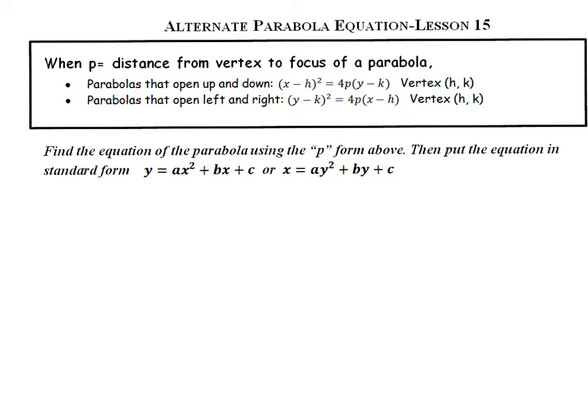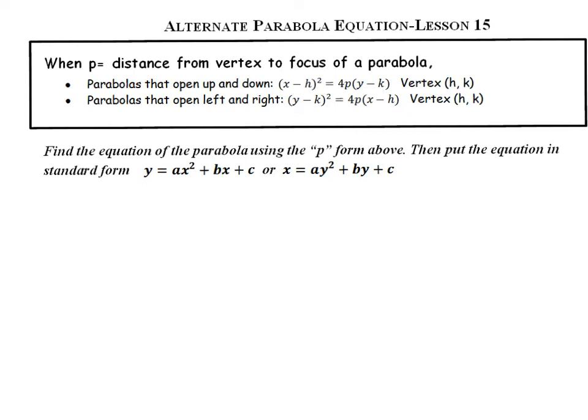When we have a parabola that opens up or down, we're going to use the equation (x minus h) squared equals 4p times (y minus k). So you'll notice that for an up or down parabola, the x variable is going to be squared and the y will not. We're going to again use (h, k) as our vertex.